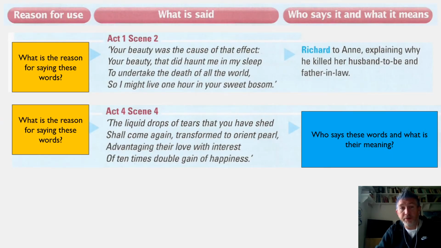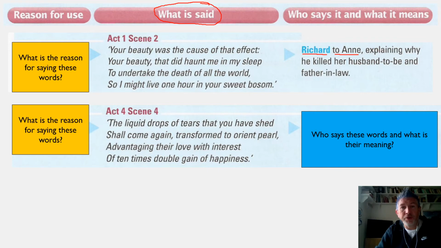So here we are, start off with. The first thing to look at is what is being said. Okay, so what is said? The first quote is from Act 1, Scene 2, and the character, in this case, I've given you that, it's Anne. It's Richard talking to Anne. So this is Richard's lines. This is what he says.